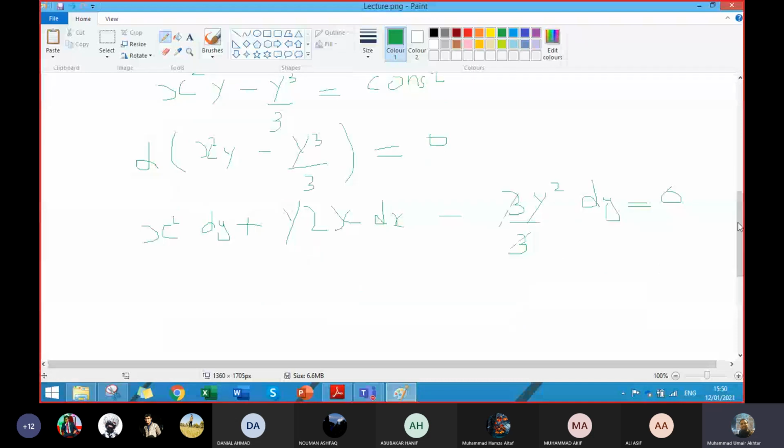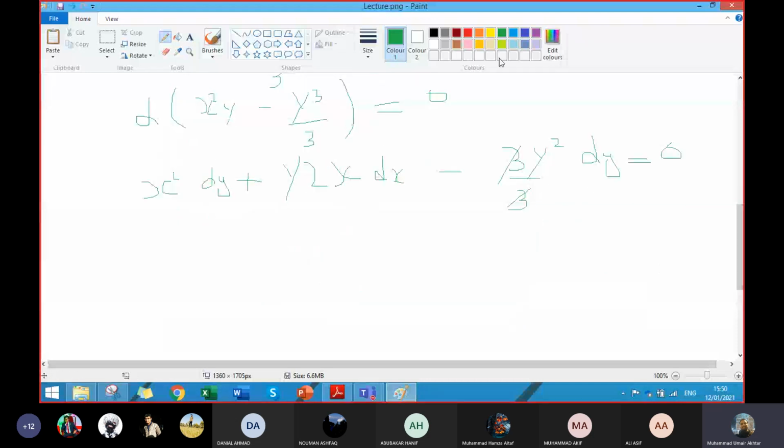3 will cancel with 3. We can take the dy part as common. So we get x square minus y square into dy equal to minus 2xy dx. And rearranging, we get dy by dx equal to the same as what we got from the velocity functions, right?